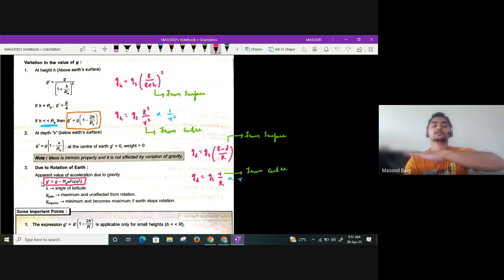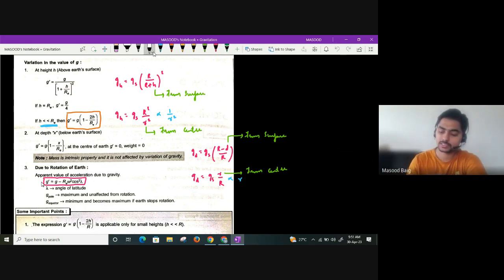So what is latitude angle? Suppose I say this is equator and a point is taken on the surface. From the center of the earth to the surface, this is the position vector of the point. Whatever angle is made by the position vector of any point on the surface of the earth with the equator is called latitude angle. So if the point is on the equator, latitude angle will become 0. If the point is on the poles, latitude angle will become 90 degrees.